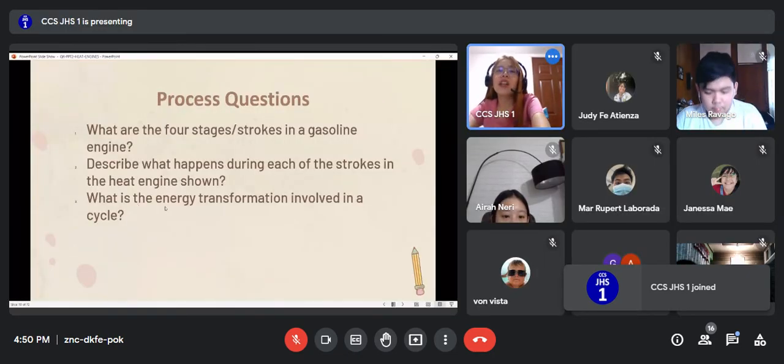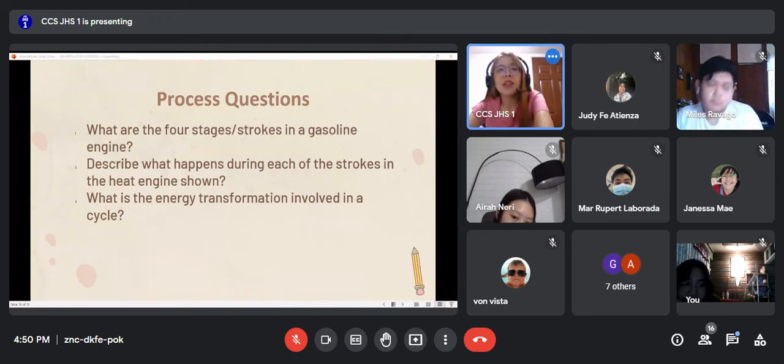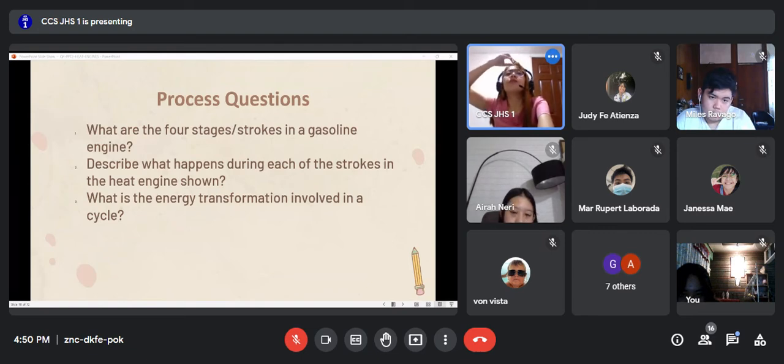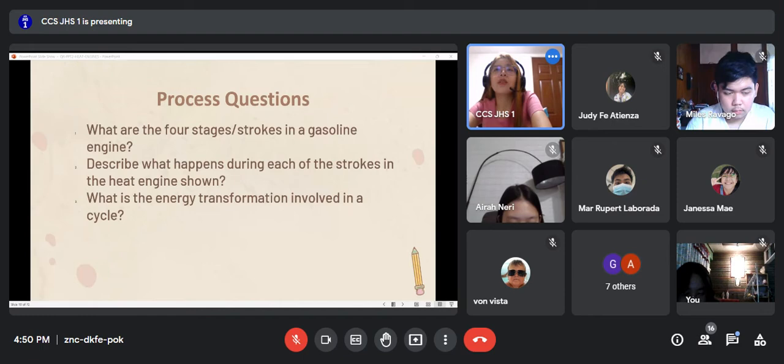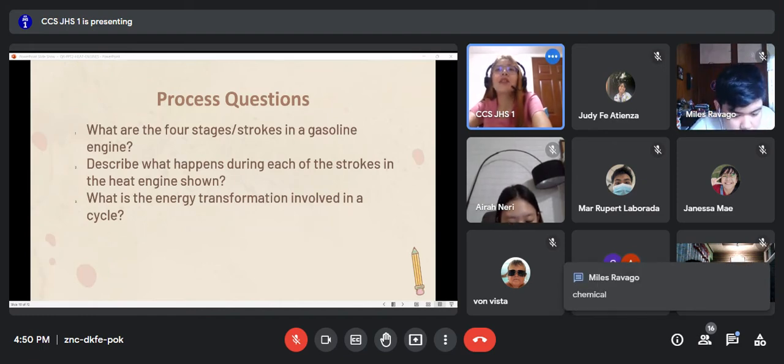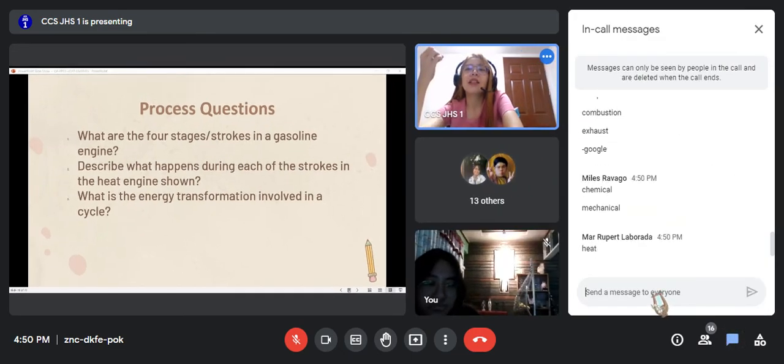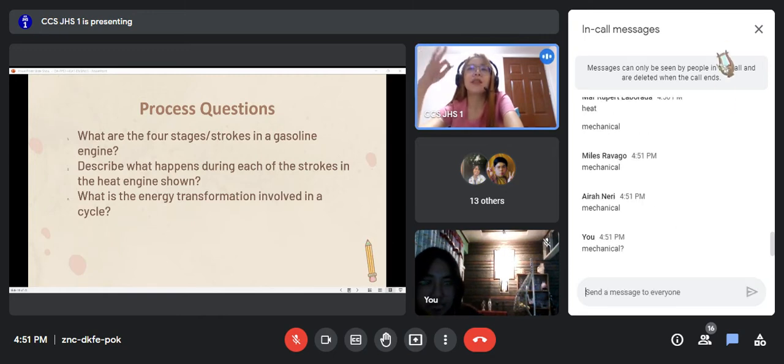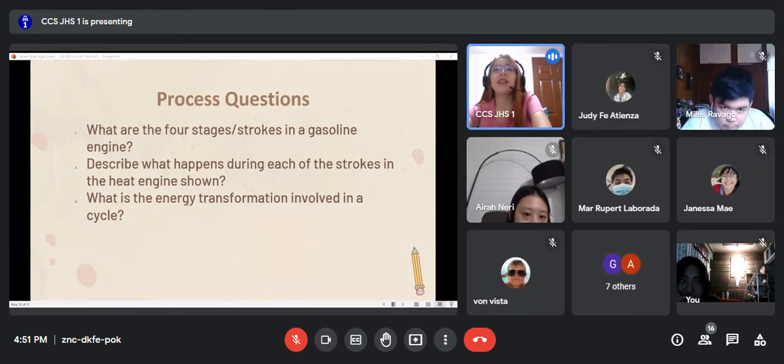Okay, third question. What is the energy transformation involved in a cycle in the gasoline engine? Started from what energy? From fuel. Okay, chemical. Then next, combustion. Chemical. Okay, thermal or heat. And then, finally, last one, the vehicle will run. Okay, mechanical. So we have chemical to thermal and then mechanical. So that is why when we say heat engine, it is a device that converts heat to mechanical energy or work. Okay. Let's proceed.